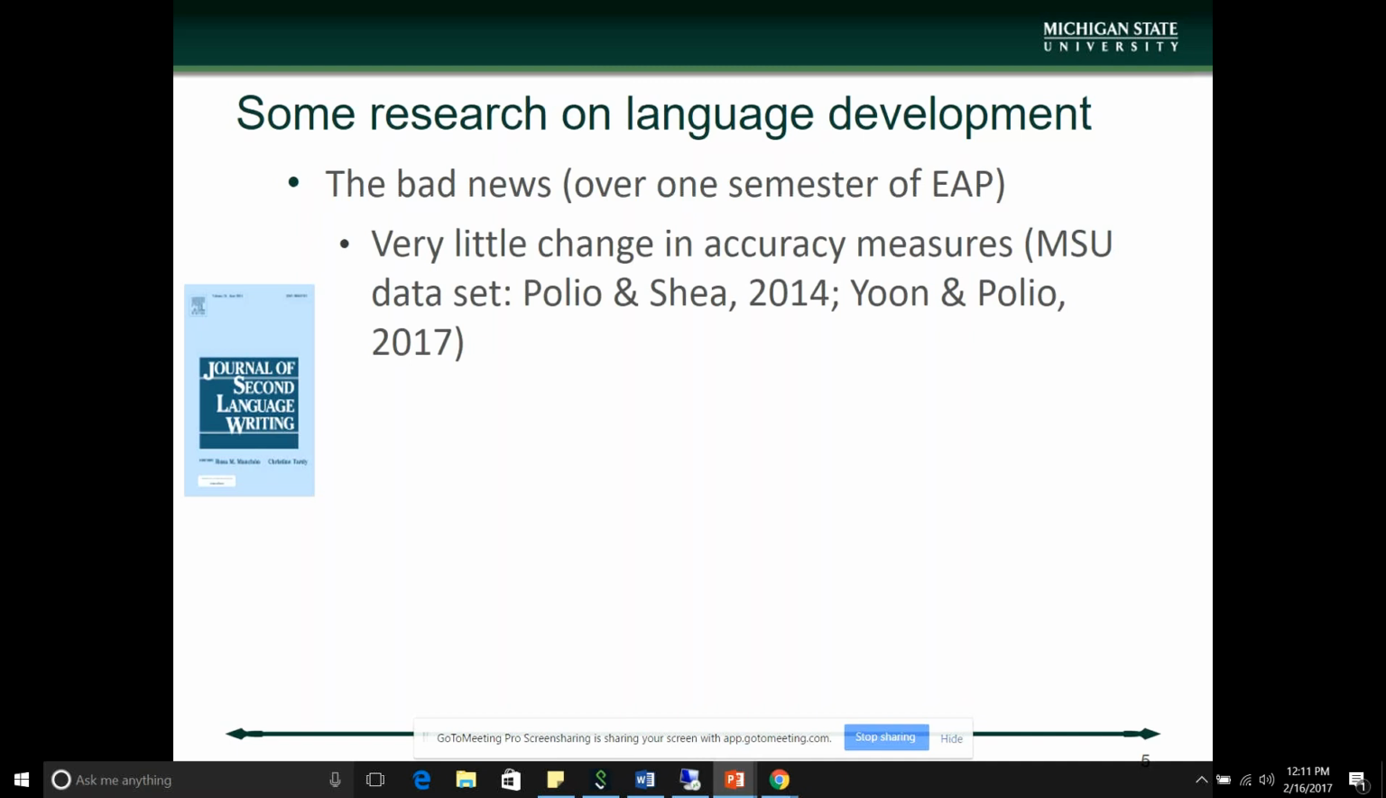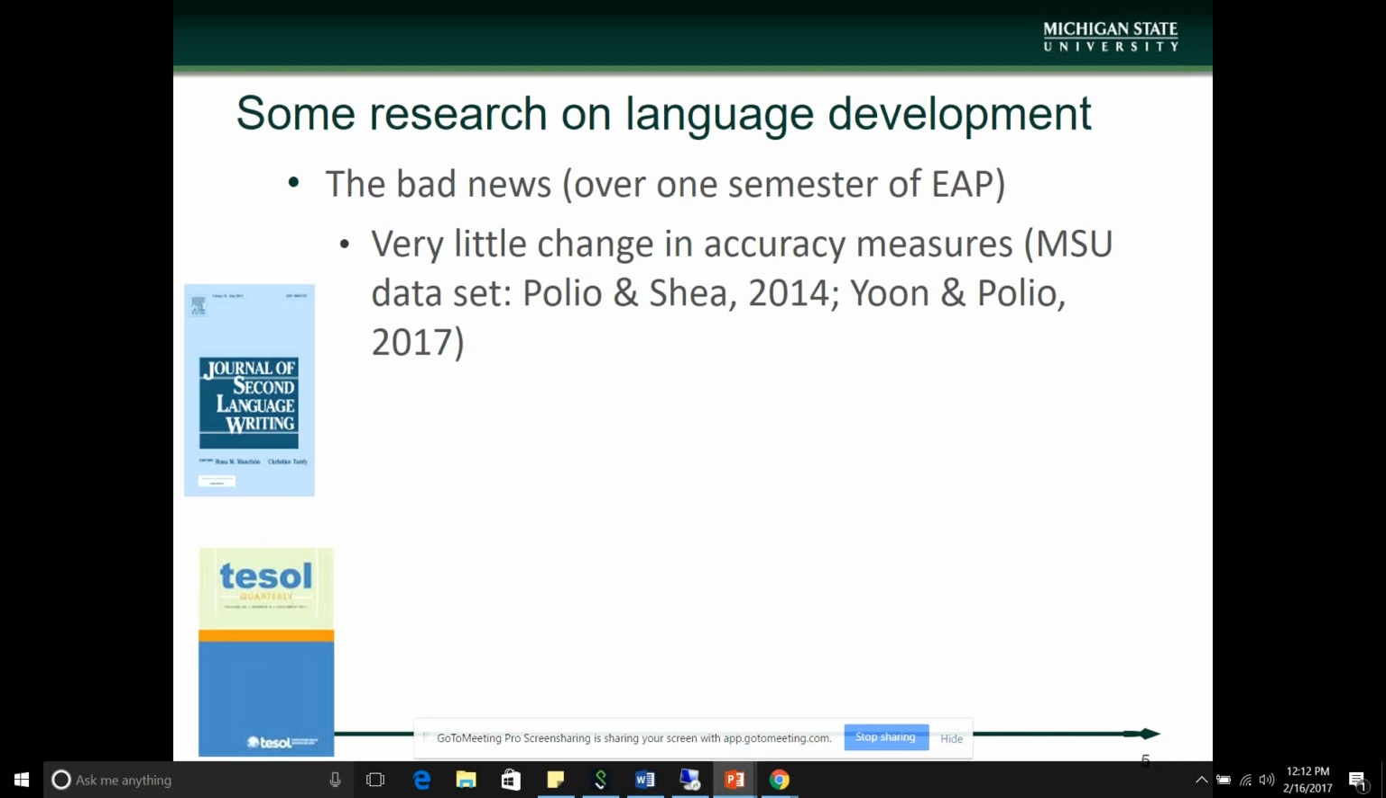There's a special issue of the Journal of Second Language Writing in 2014 that I co-edited with Jeff Connor-Linton, and we took a data set, the MSU data set, and looked at language development over the course of the semester. Everybody looked at the same data set. My particular study looked at accuracy. We looked at a very wide variety of accuracy measures, and what we found was that over a semester, except for preposition errors, there was very little change, which was a little bit sad, in some ways, that we didn't see much language change.